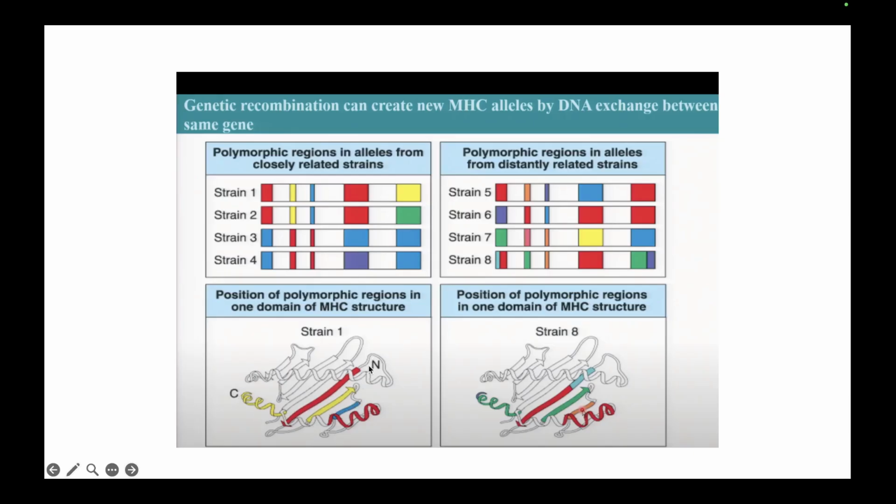Here also, in the peptide binding cleft majorly, you can see polymorphic regions in alleles from distantly related strains. Here you can see there is a lot of difference between the two strains. They are not the same, and there is a lot of polymorphism, a lot of differences between two distantly related strains, and here these are the closely related strains.